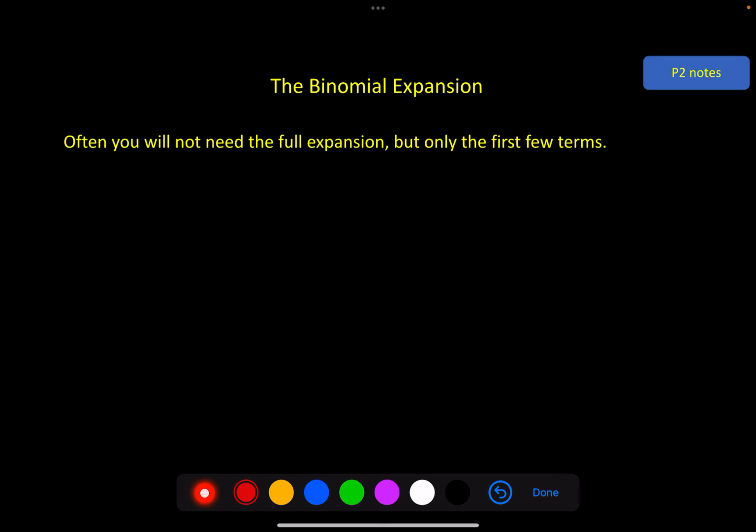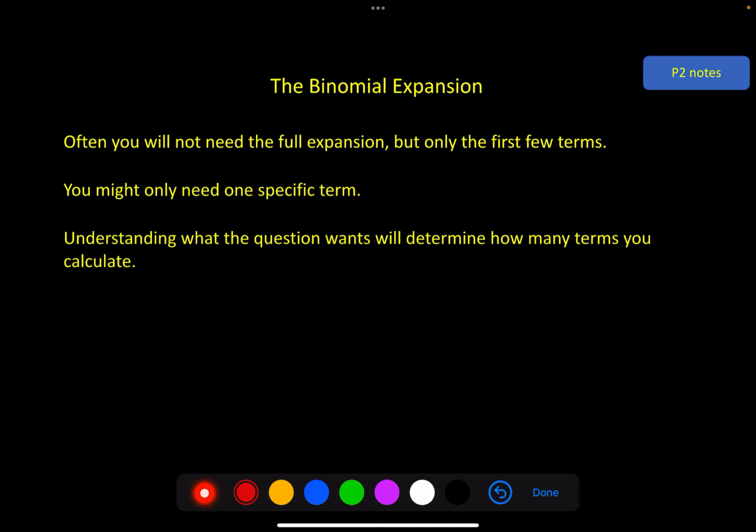So the key point here is that you won't always need the full expansion. Sometimes only the first few terms, sometimes only one specific term. And understanding what the question wants will determine how many terms you have to calculate.